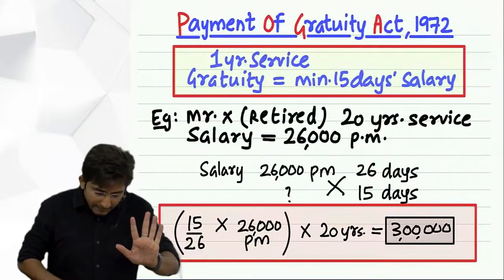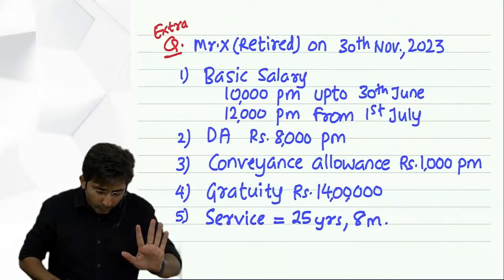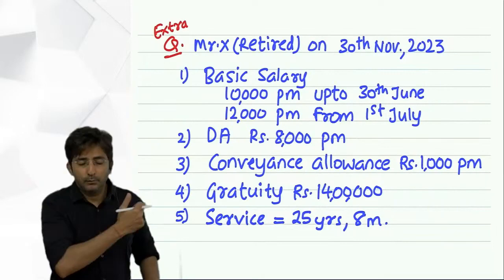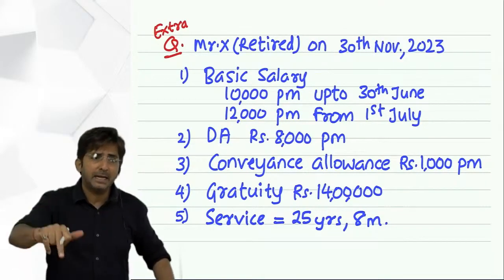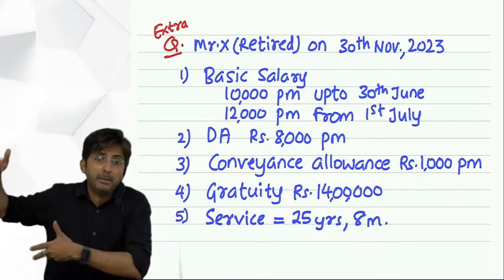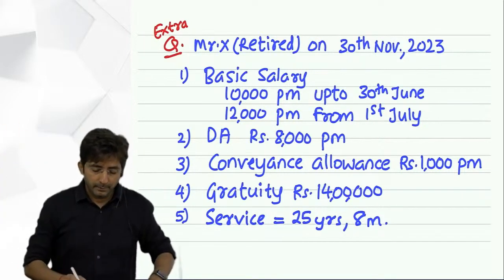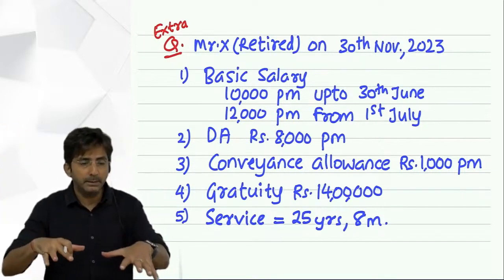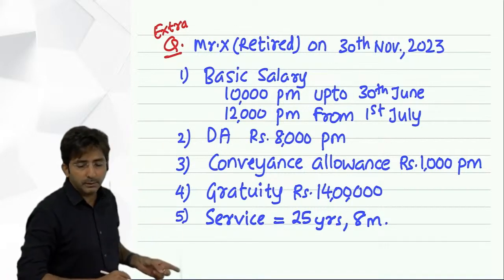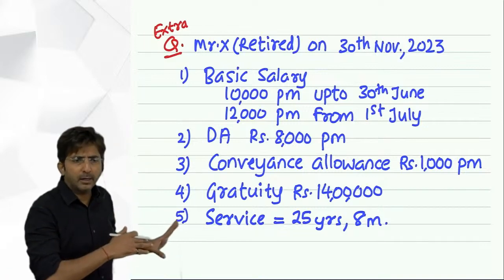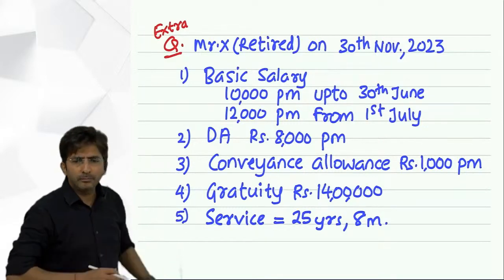Wait, I have a ready-made question for you, an extra question. From the book, there is pension, leave salary, and other things which are yet to come in my theory. So we don't have an apt sum in the book. So I have created one extra question. You just solve it right now. The question you can write at home.